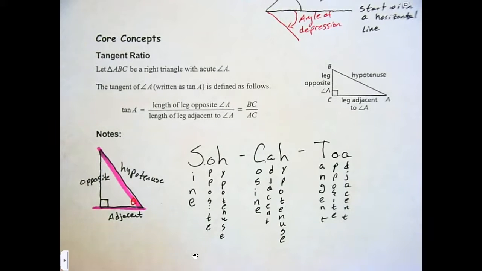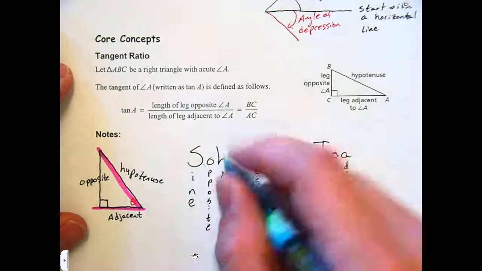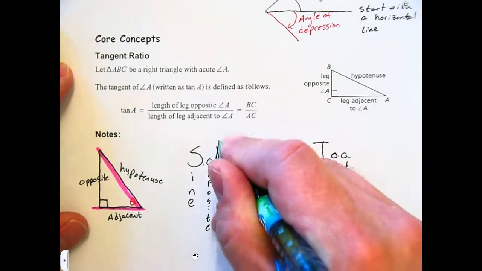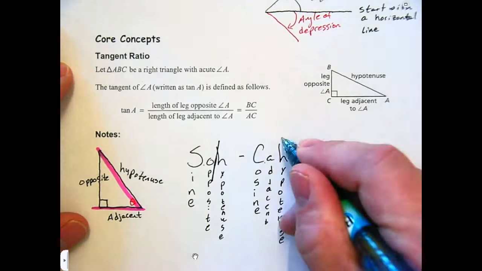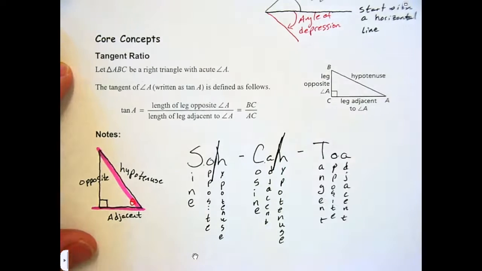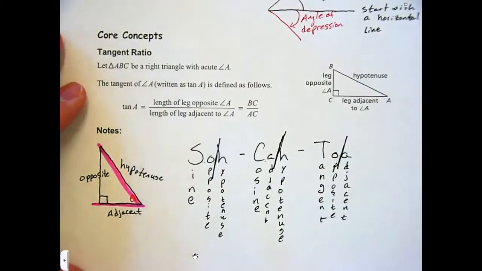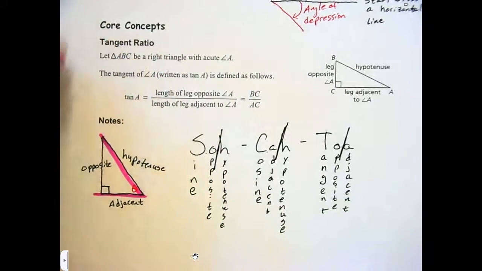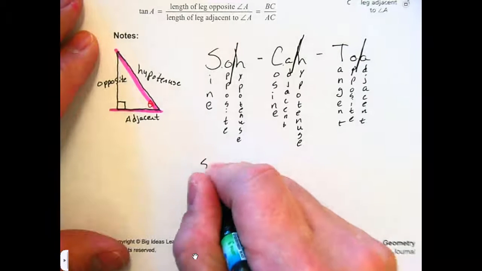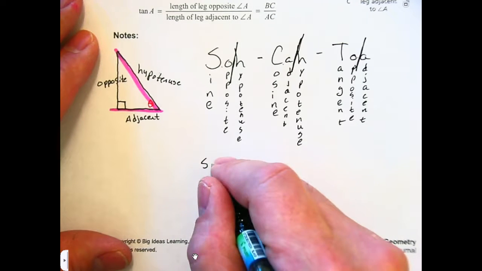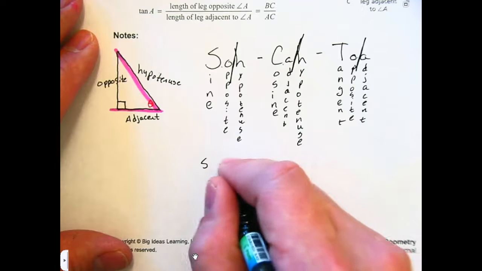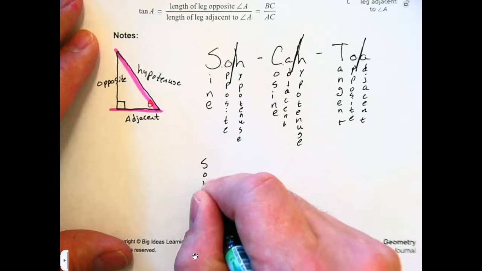SOHCAHTOA. What this does, this actually gives you the three trig ratios. A ratio means a fraction. This is saying sine is equal to the opposite over the hypotenuse. This is saying cosine is equal to the adjacent over the hypotenuse. And this is saying tangent is equal to the opposite over the adjacent. Now, I've seen it written out like that. I probably prefer the method where you actually have it kind of set up like that.